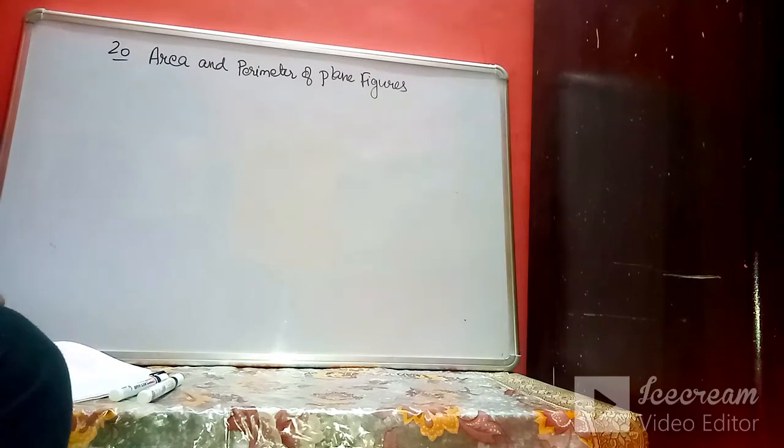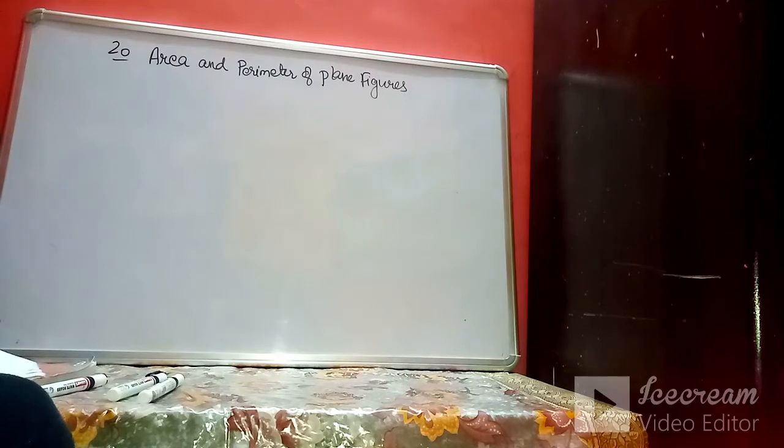So today we will start with a new chapter, area and perimeter of plane figures. As we already studied area and perimeter of plane figures many times now. So what is perimeter? Perimeter is the length of the boundary. And what is area? Area is the surface enclosed by its boundary.